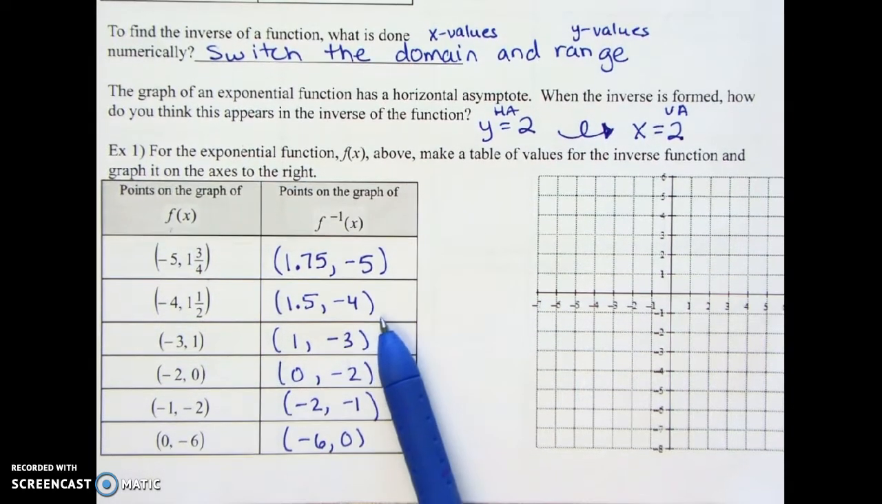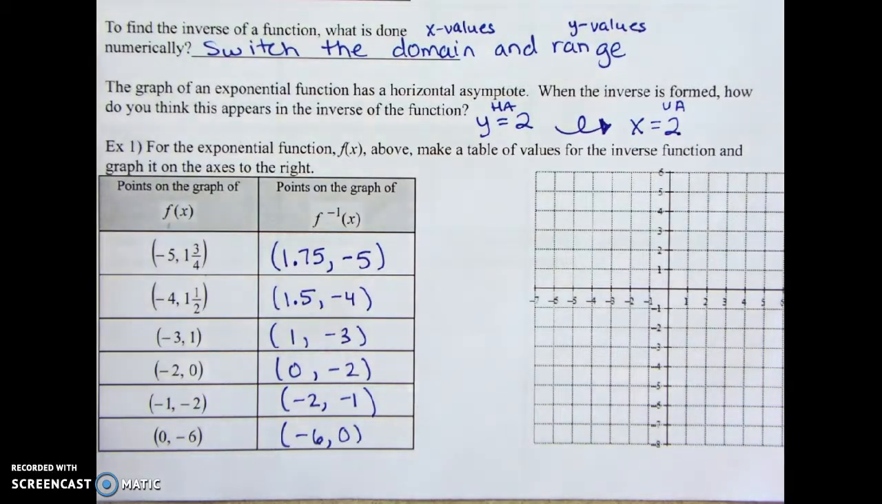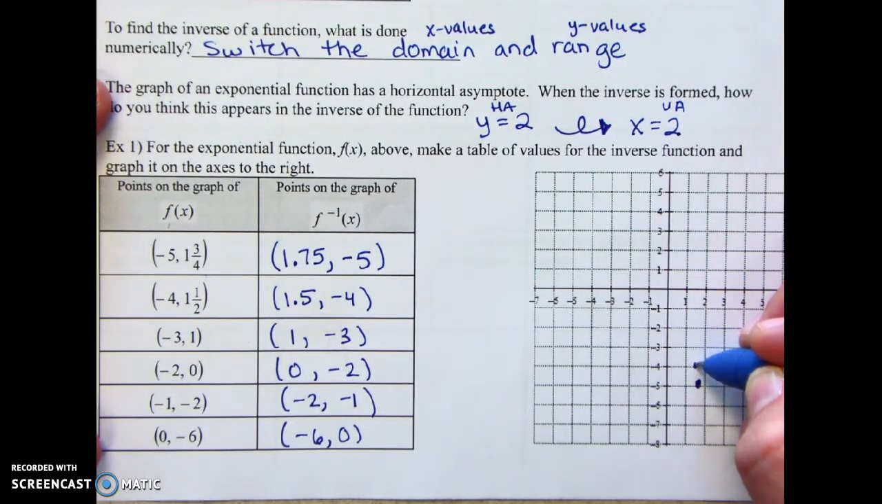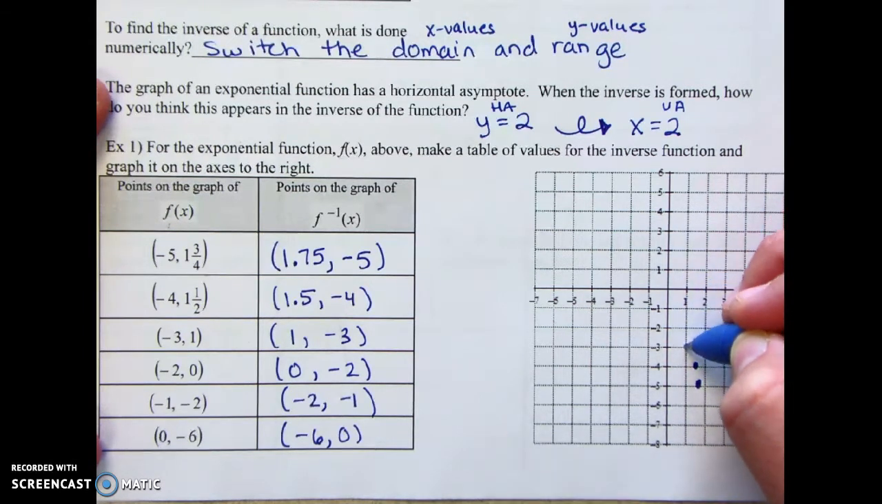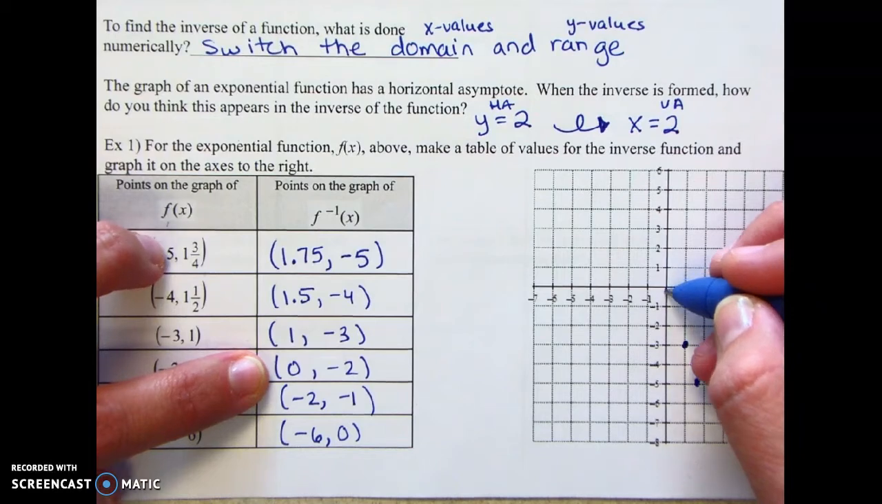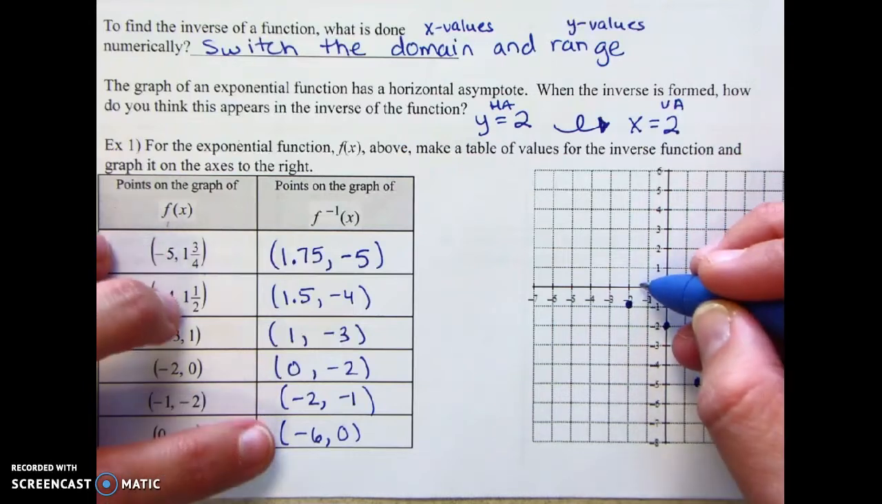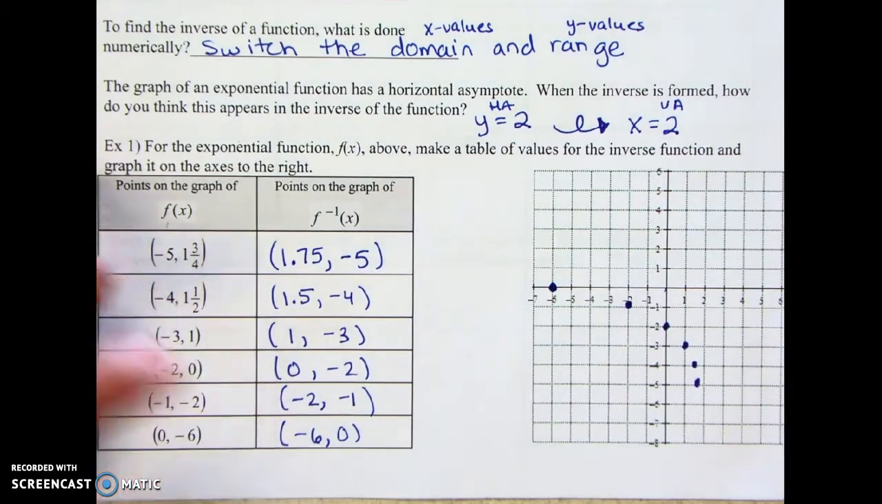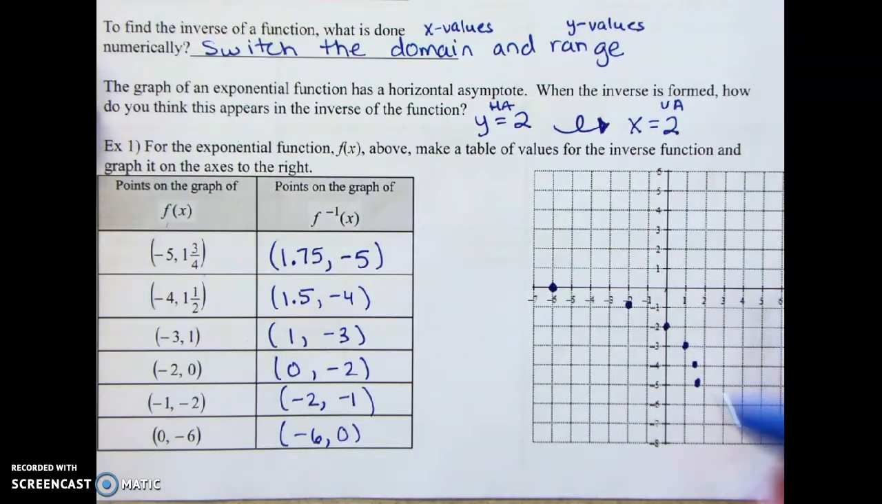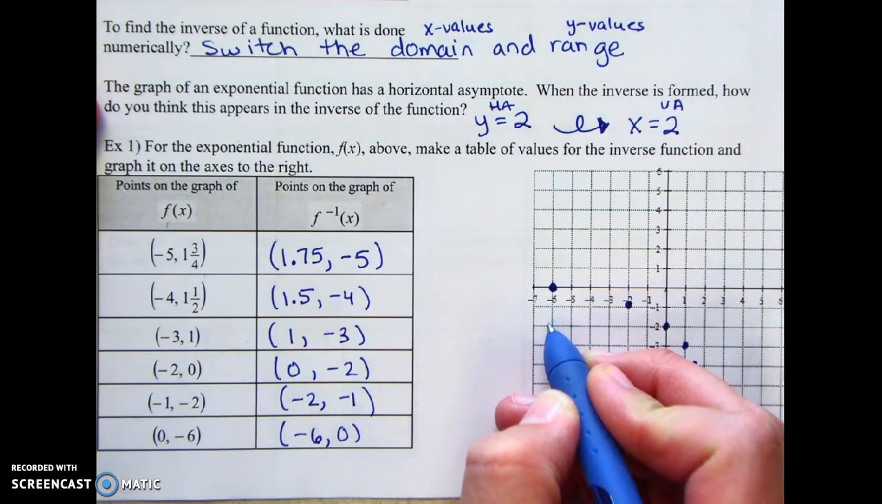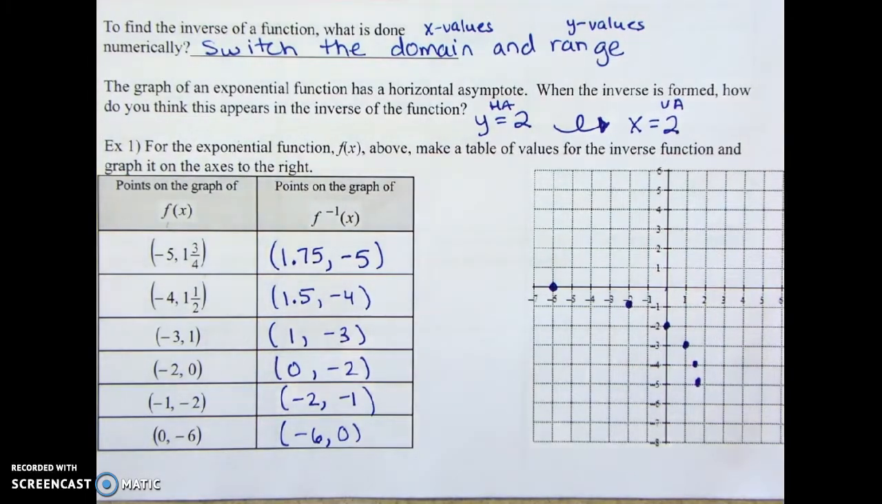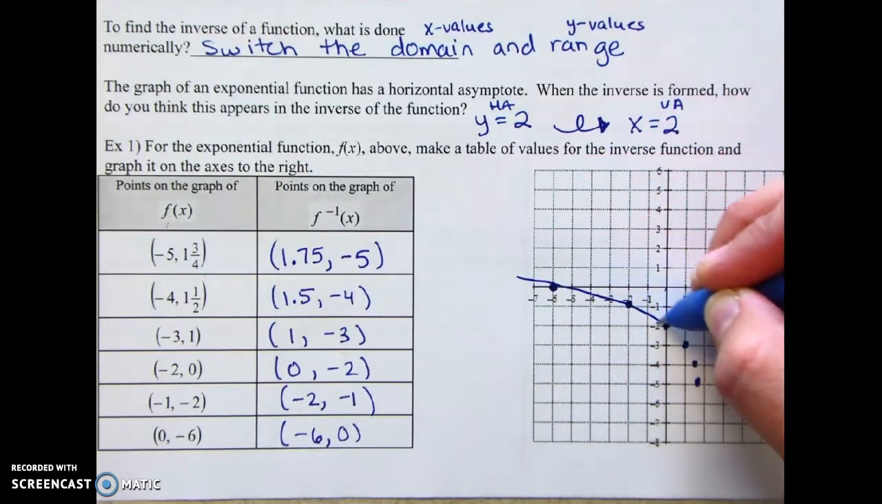Ready? We're going to graph these points on here, and we'll see what it looks like. So 1.75 and then down 5. Are we good? Okay, let's keep going. 1.5 down 4. 1 to the right, down 3. Right 0, down 2. And then we're going to go left 2, down 1. Left 6, up or down 0. Cute, okay. Here we go. I feel like I did something wrong. We're gonna pause. Let's connect these points and make a beautiful exponential.